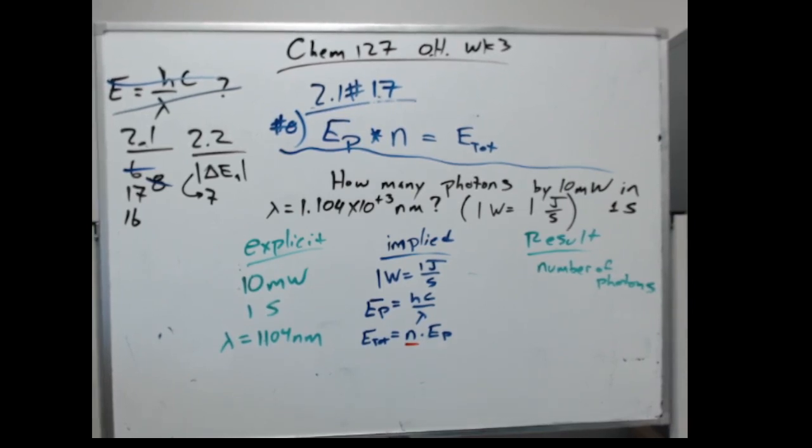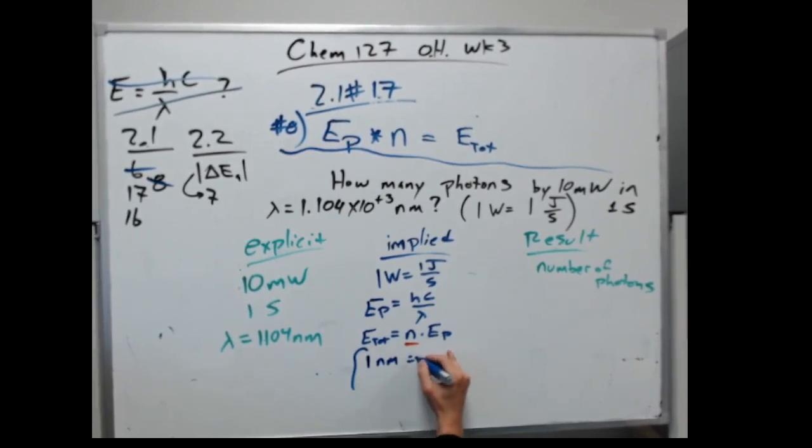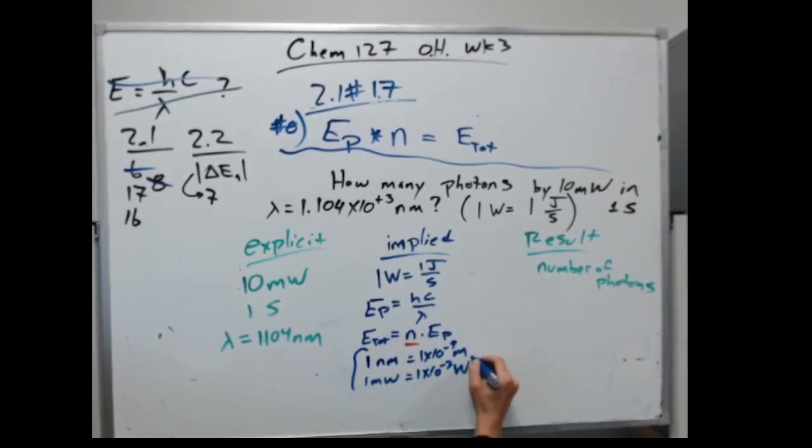So the first thing I can recognize is, oh, and there's one more thing that we need to know. 1 nanometer equals 1 times 10 to the minus 9 meters, and 1 milliwatt equals 1 times 10 to the minus 3 watts, right? Those 2 unit conversions, we also need to know those. I'm hoping at this point we do know those, but they're still not given in the problem, so it's still implied information.